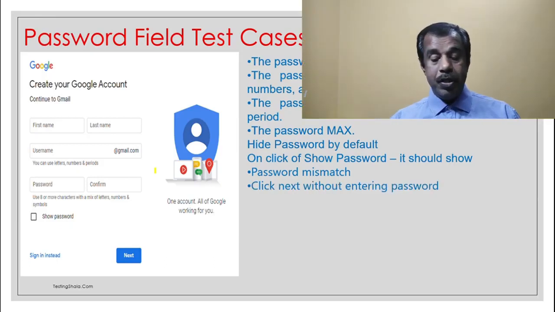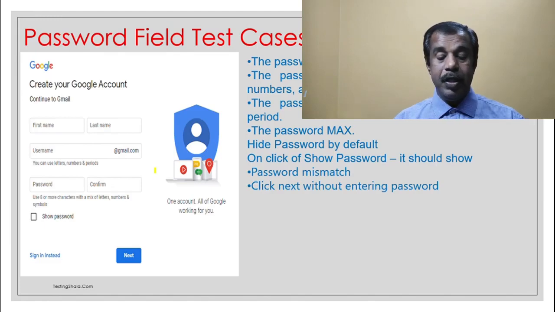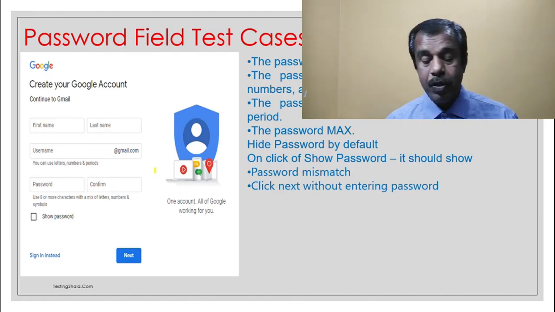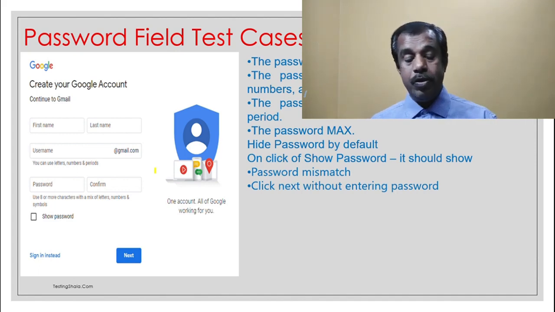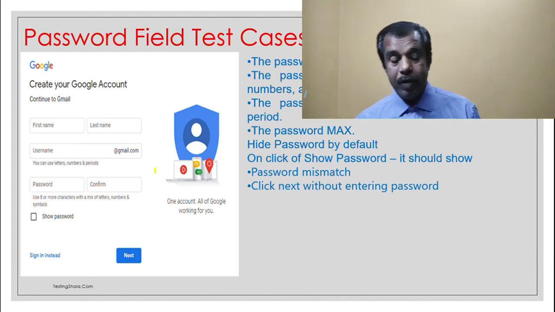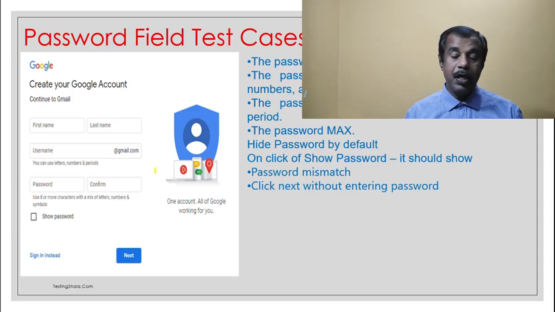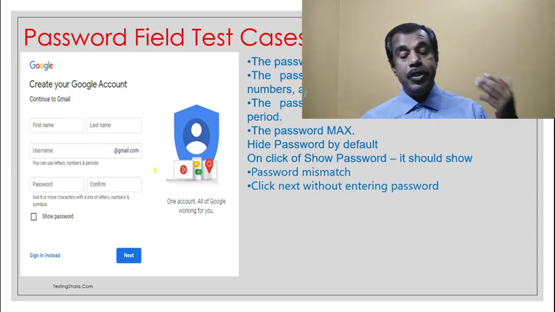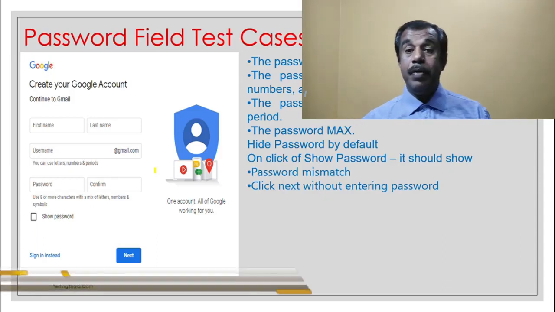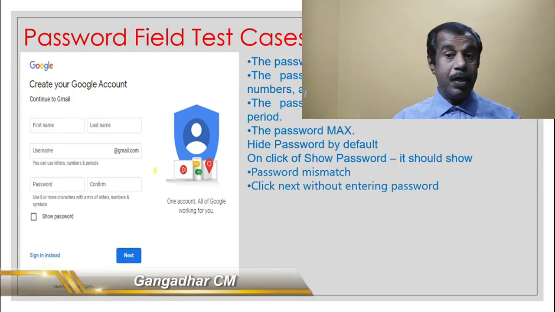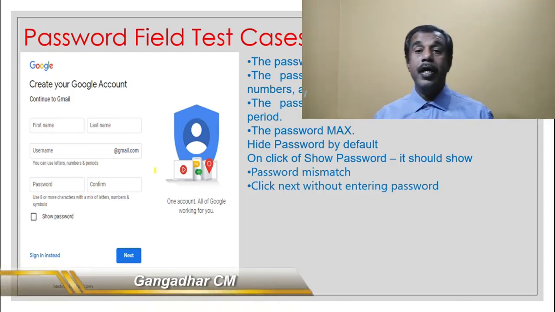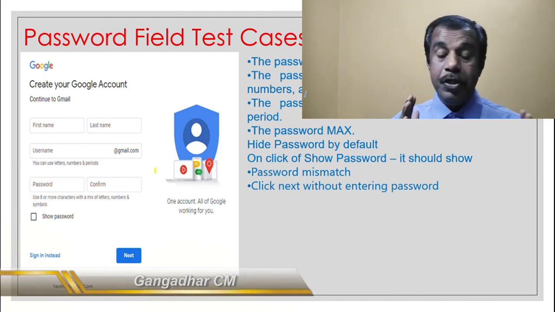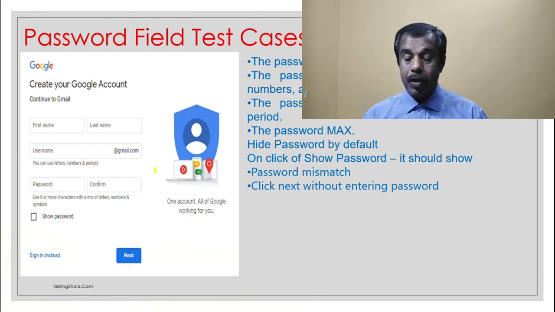And once you enter everything, the password and the confirm password, when you click on next, if you enter the first name, last name, username and password, then it will take you to the next page. Let's say you entered first name, last name, username, but you did not enter the password and clicked on next. What will happen? It should throw an error message saying that you should enter your password.